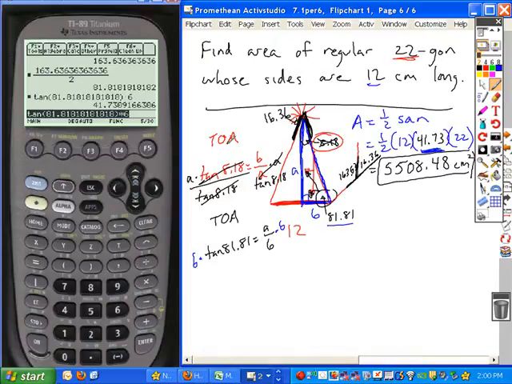The advantage to doing it the top way is it's probably easier to find this original angle. Just take 360 divided by the number of sides and then divide that in half once more, and that gives you this angle. The negative to that method is it's a little bit tougher calculation in solving for the tangent.